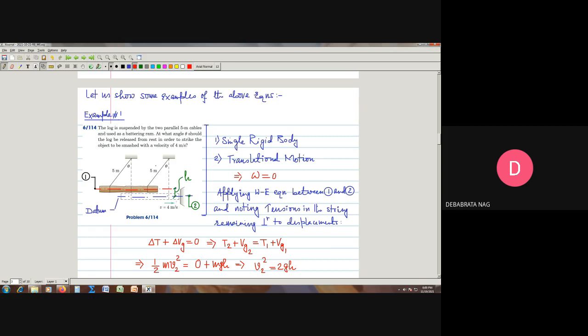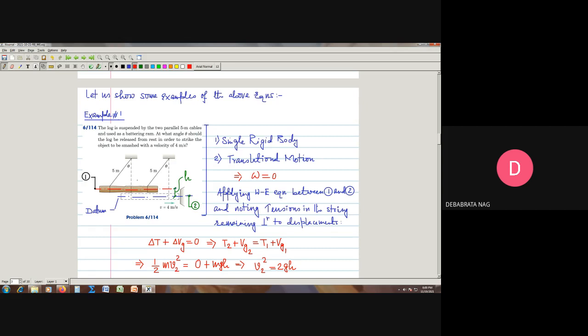So we see from the kinematics that this is actually a single rigid body. This log is a single rigid body. These are the observations that we need to make regarding the problem. And number two, the associated kinematics is curvilinear translation. So there is no change in orientation of the ram. You can see the initial configuration and the final configuration, they are parallel to each other, which means that there is no change in orientation. So it means that there is no angular velocity associated with the motion. So we can understand that this is going to be a translational motion. In this case, it is going to be a curvilinear translational motion.